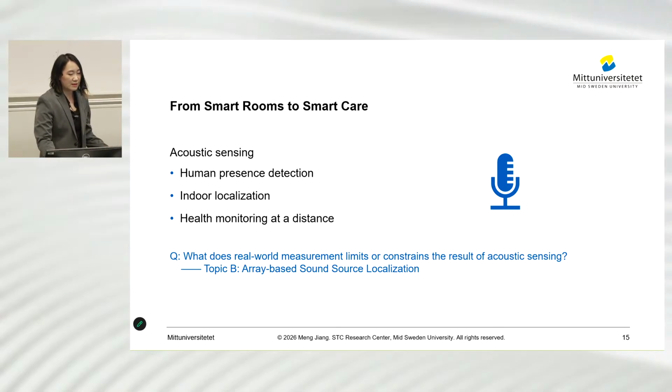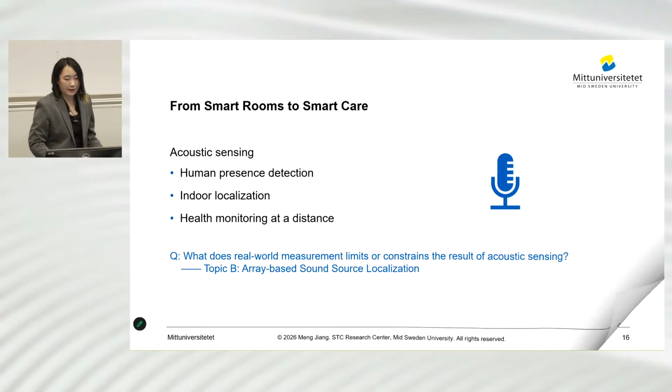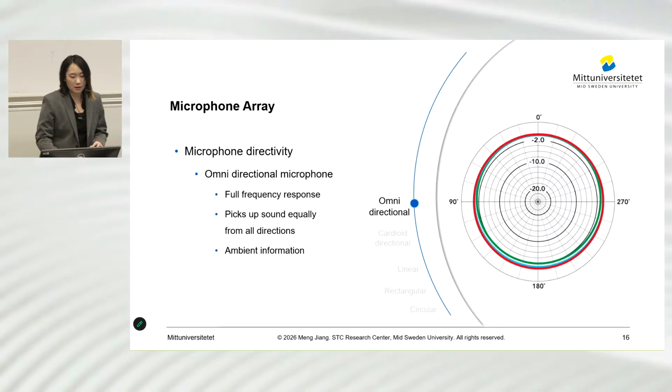what measurement limits or constrains the result of acoustic sensing when using a microphone array. So we're talking about a microphone array, and there are aspects to consider during the setup. And I would like to do a comparison in this project. So there is microphone geometry and also microphone directivity.